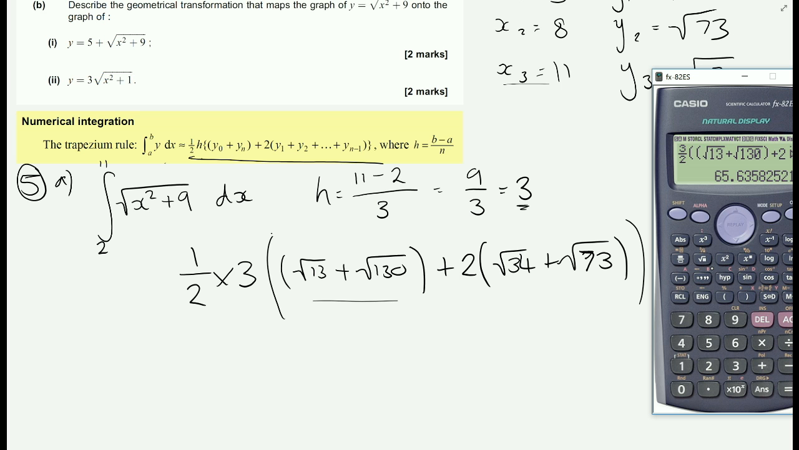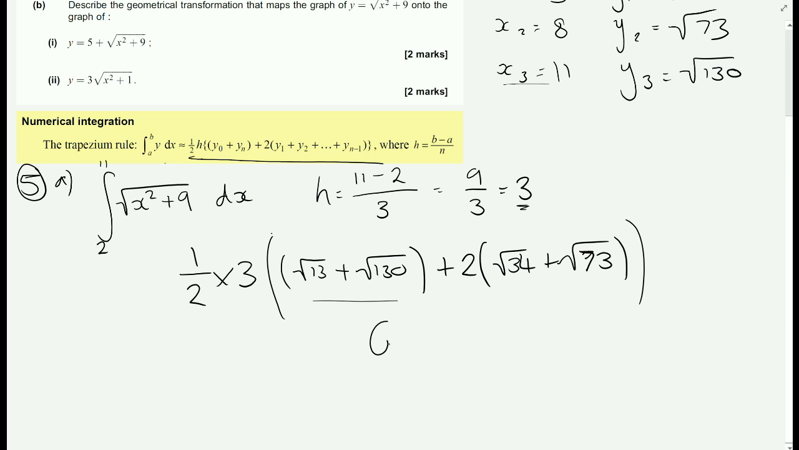Now, the question, we'll scroll back up to it in a second, does ask for some rounding. I'm going to write it to 3 decimal places to start with, so 65.636.